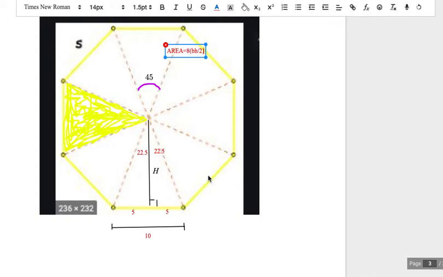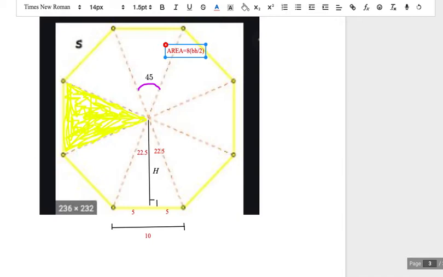That means I'm either going to use sine, opposite. So here's my angle, 22.5. Opposite would be 5. I don't have the hypotenuse, so I can't use sine. Cosine would be adjacent over hypotenuse. Again, I don't have the hypotenuse. That leaves me with tangent, which is opposite over adjacent.